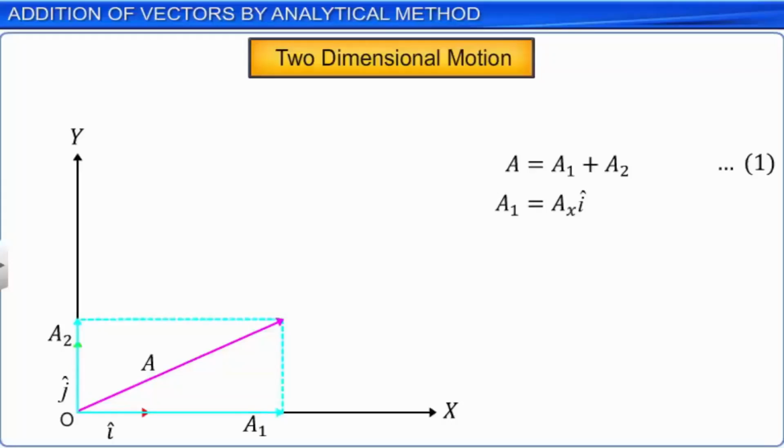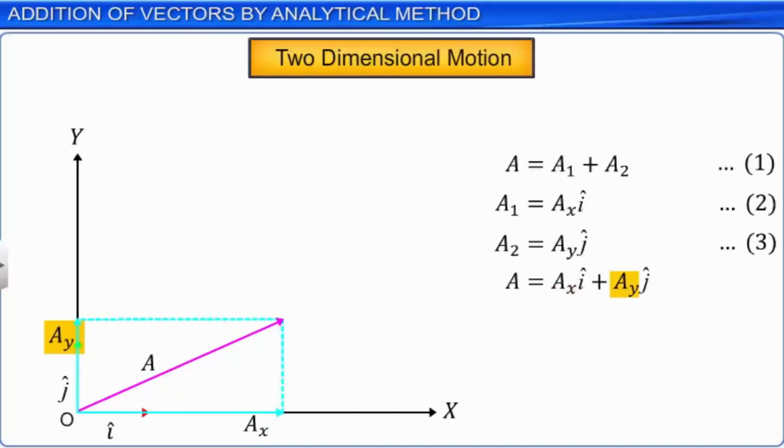Similarly, A2 is equal to AYJ. Let this be equation 3. Substituting 2 and 3 in 1, you get A is equal to AXI plus AYJ. AX and AY are the magnitudes of the components of A in the x and y direction.